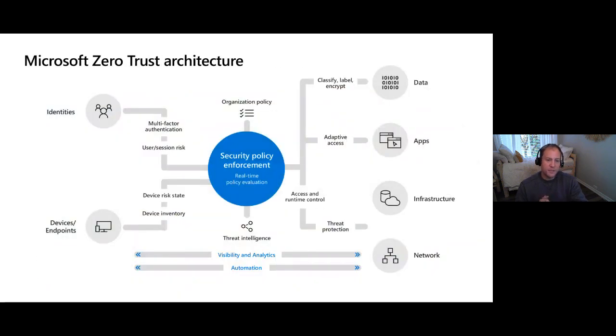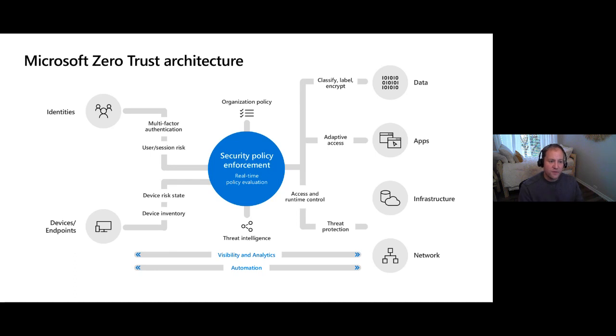So I want to transition a little bit to talk about Zero Trust again, and then I'll do a demo of something. For this, we think about being able to land an architecture. We talked about the six elements: identities, devices, data, apps, infrastructure, to help us land a Zero Trust strategy.